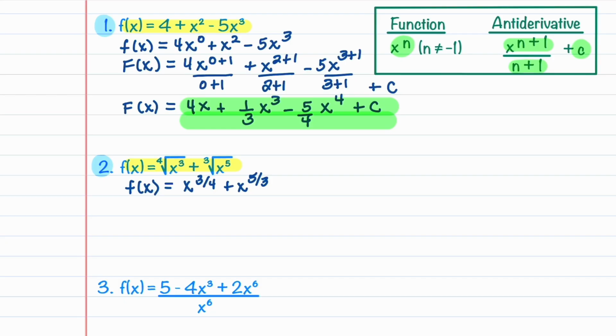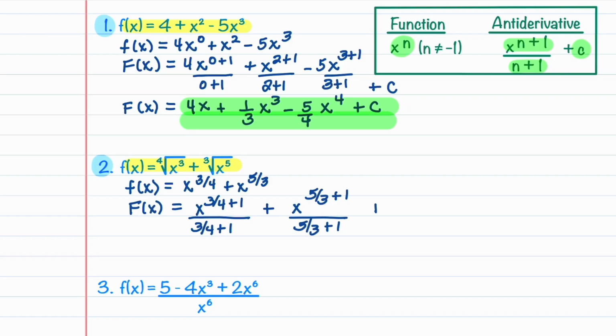Our antiderivative is capital F of x, and then it's going to be x to the 3/4, and we're going to add 1, and then we're going to divide by that exponent, 3/4 plus 1. And then we're going to do the same thing to our second term. This is x to the 5/3 plus 1, all divided by 5/3 plus 1 plus c. Let's go ahead and simplify this. 3 over 4 plus 1 is 7 over 4. So this is x to the 7 over 4, all divided by 7 over 4.